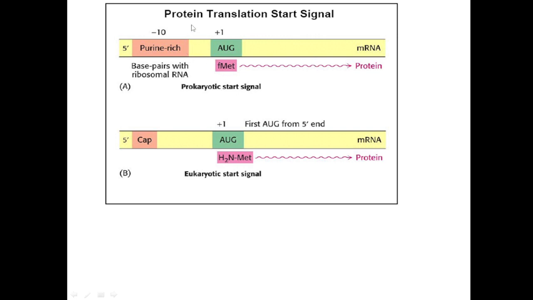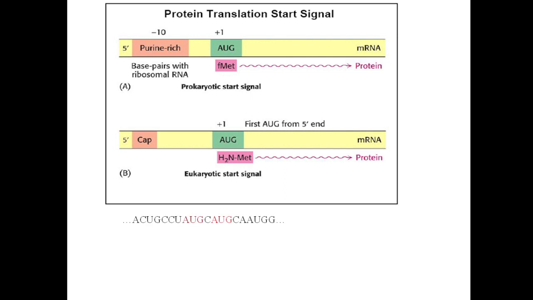And upstream there will be a sequence which indicates the first triplet. For eukaryotes, it will also be the same AUG, the first methionine, and the cap and an upstream special sequence which will provide interaction with the ribosome, important for the beginning of synthesis.